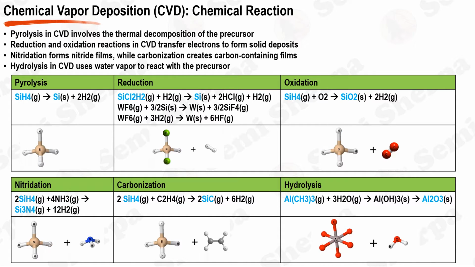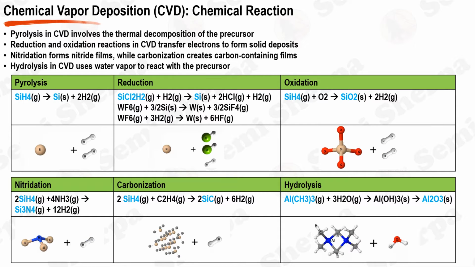Carbonization refers to the transformation of organic precursors into carbon or carbon-containing films. During this process, the organic precursors decompose, and the non-carbon elements are typically removed as volatile byproducts.